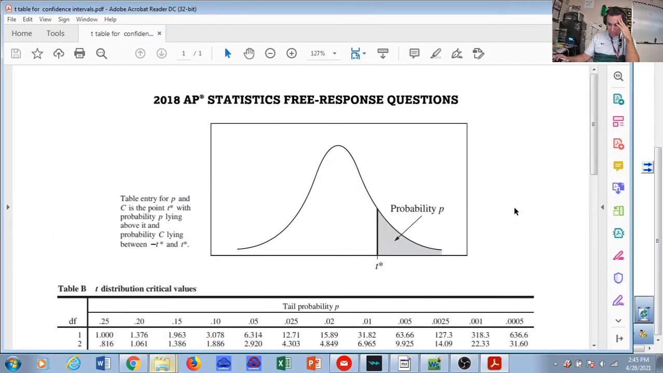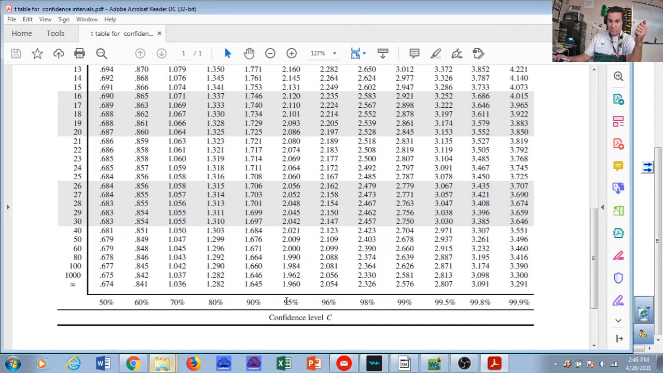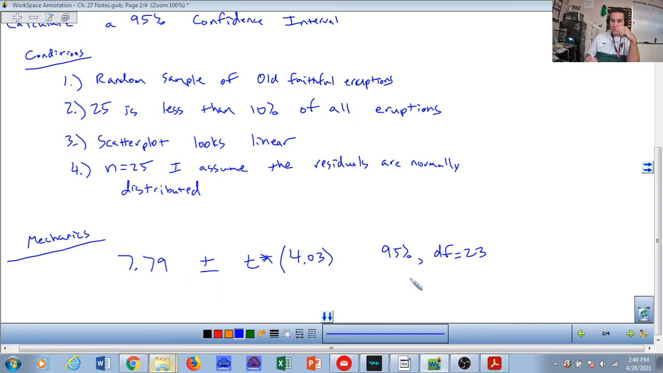Okay, so here's your T table. We've got 23 degrees of freedom, 95% accuracy. So 95%, 23 degrees. I think it's that number right there. So that gives me 2.069. So T critical is 2.069. And that is it.